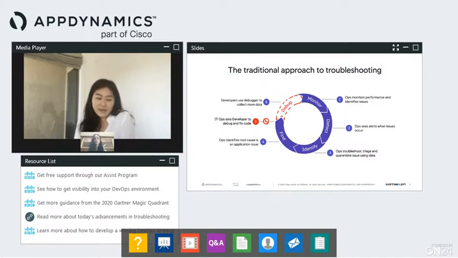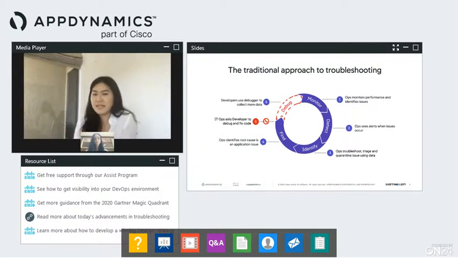The unfortunate reality there is, though, that the operating models for development teams and operations teams haven't evolved at the same pace as the technology that they're supporting. So if you look at, for example, some traditional approaches to troubleshooting, that becomes pretty acutely clear. You can see here on the slide, take for example any sort of incident revolving around a code-related issue.